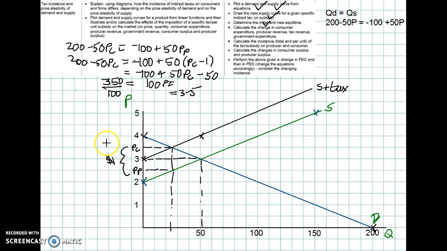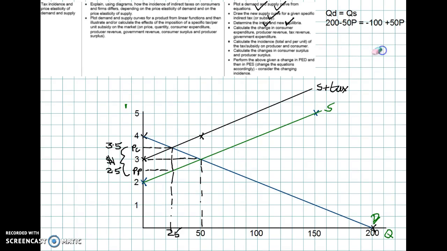So we know that PC is 3.5. We also know that PP is the same as the customer price minus 1. Whatever the tax is, in this case $1, so minus 1. So 3.5 minus 1 is 2.5. So we've worked out the equilibrium prices. We just need to put those prices into the formula. The PC goes into the quantity demanded, and the PP goes into the quantity supplied.